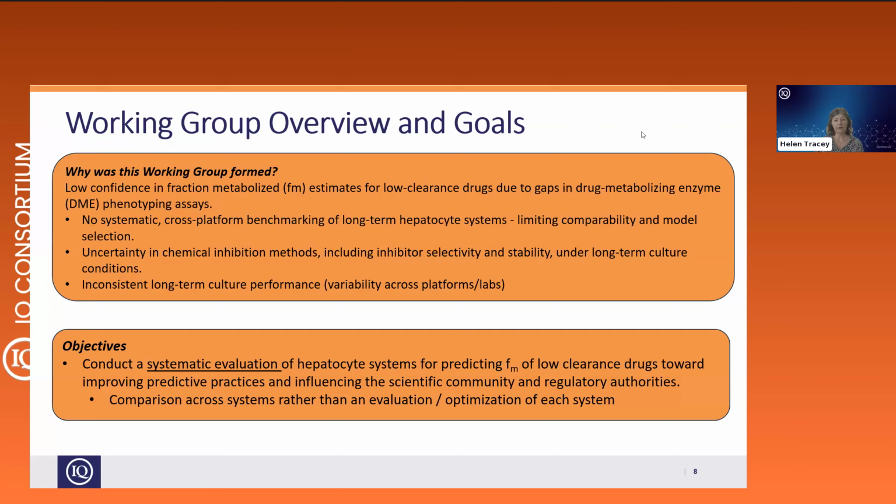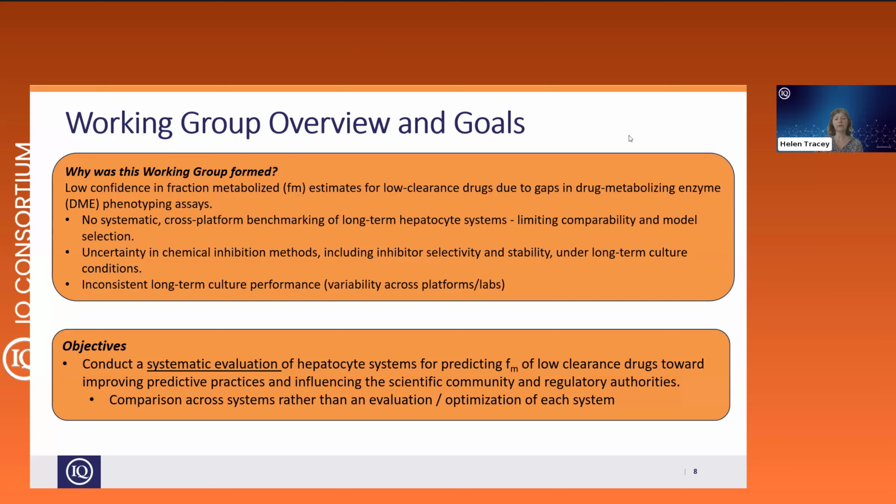So some of the key gaps for phenotyping of low clearance compounds include a lack of systematic cross-platform and cross-lab benchmarking of these systems, resulting in questions around system performance and reproducibility, and uncertainties around model selection. There's also a limited amount of data on the selectivity and stability of chemical inhibitors for use under long-term culture conditions, despite their established use in short-term incubations. And these gaps led to the formation of this working group.